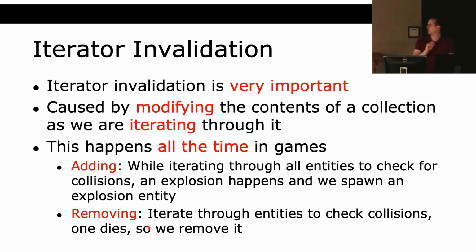It can also happen with removing entities. So let's say I'm iterating again over all of my bullets and enemies to check for collisions, and within that, something has to die. And so what I'm going to do is I'm going to remove the thing that dies. Maybe it's the bullet that gets deleted or whatever, but I'm removing something from the iterator as I'm going through it. And that can cause iterator invalidation.